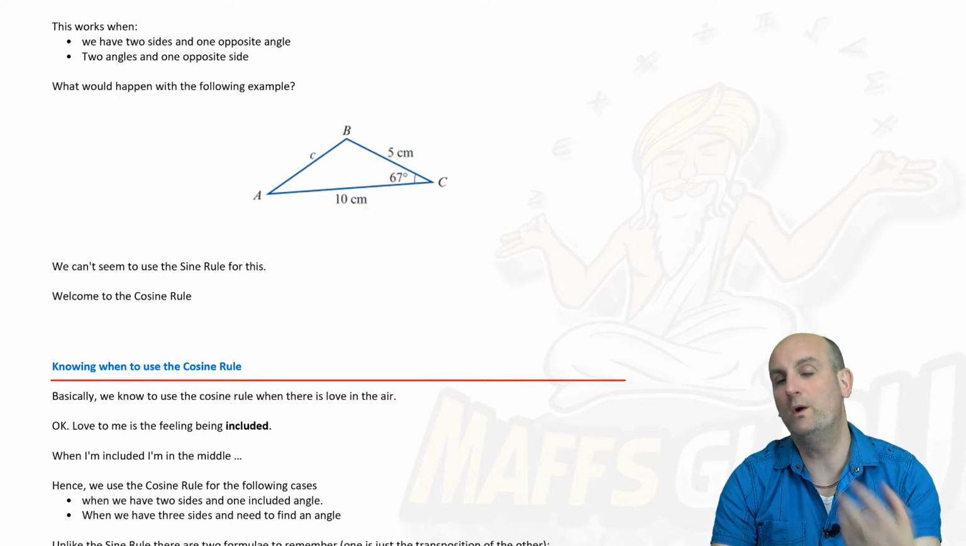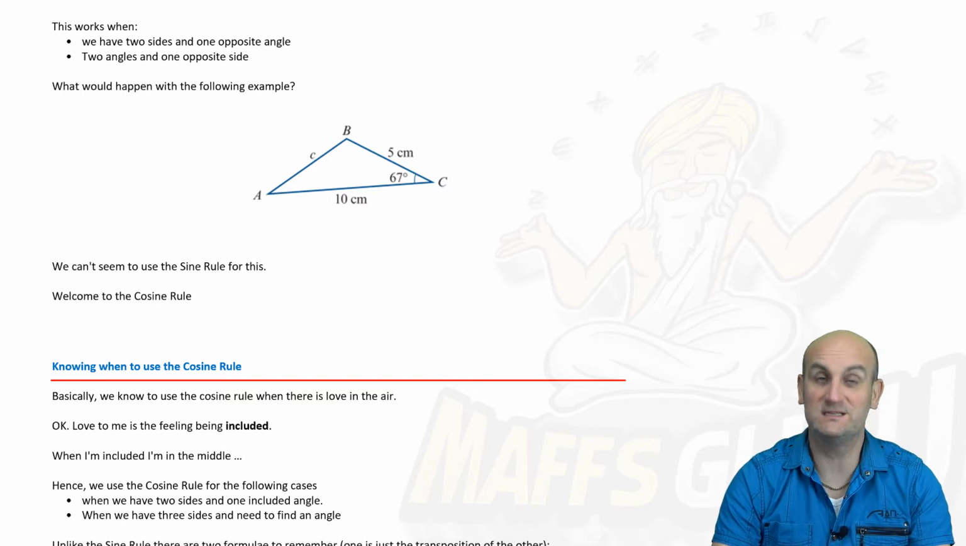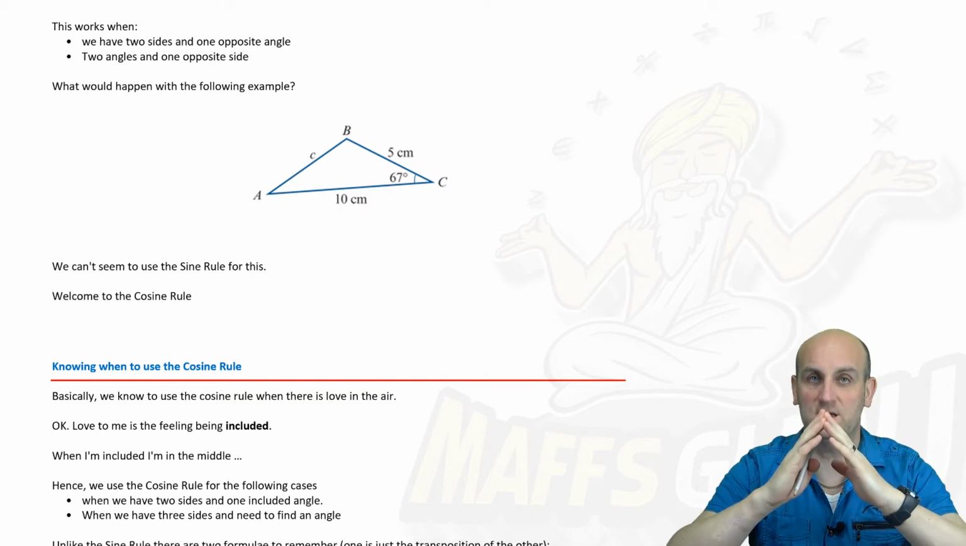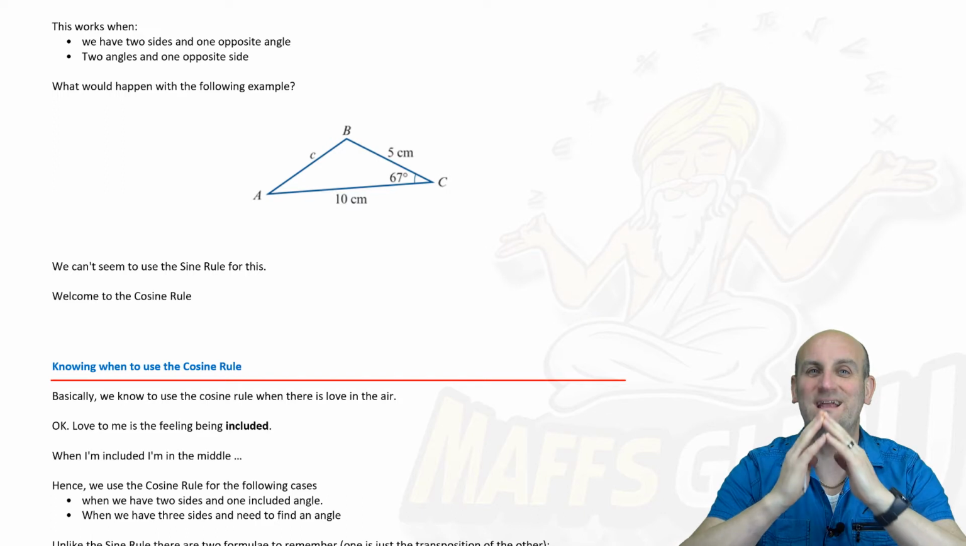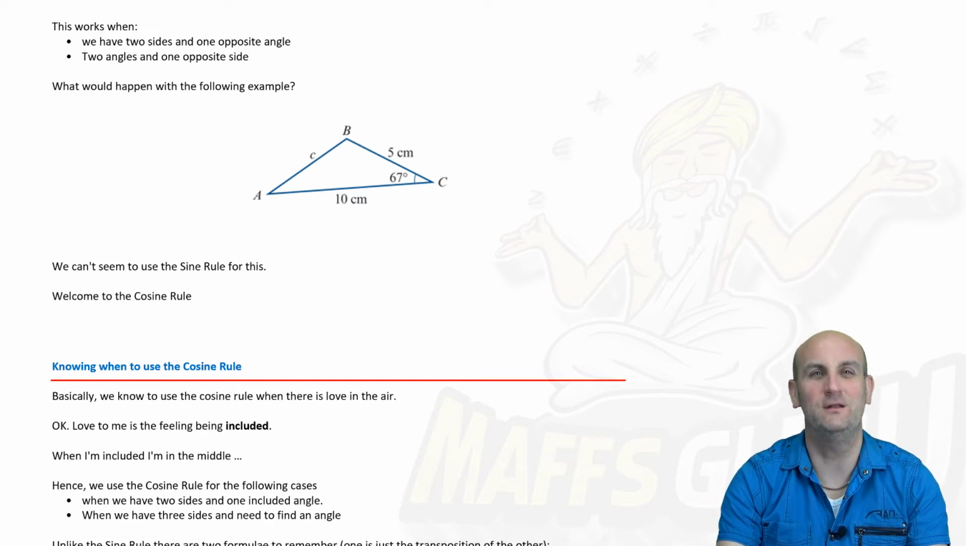And so welcome, ladies and gentlemen, to the cosine rule, which says that if you have two sides and one included angle. Now, what does included mean?